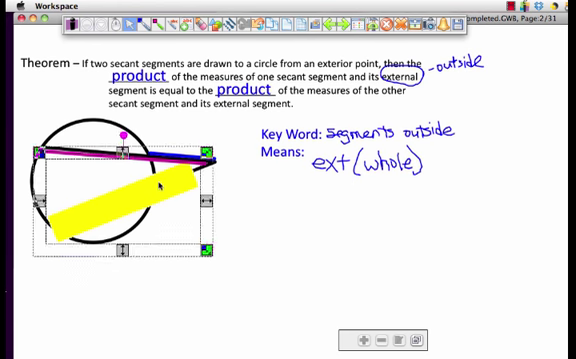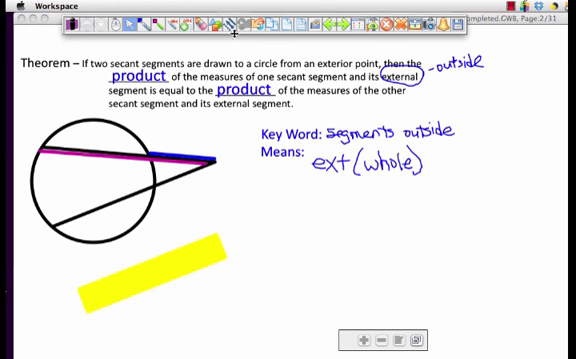Now do the bottom one. You have an exterior piece and you have a whole piece. The exterior piece is right here, the part that sticks out from the circle, but the whole piece is the whole segment. So you've got two segments here. The exterior is green, the whole segment is the yellow. So again, it would be the exterior, the green, times the whole thing in yellow.